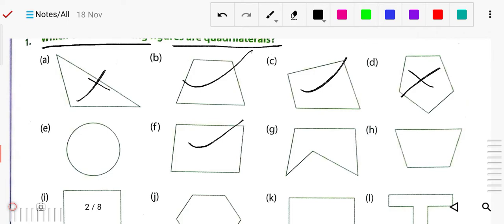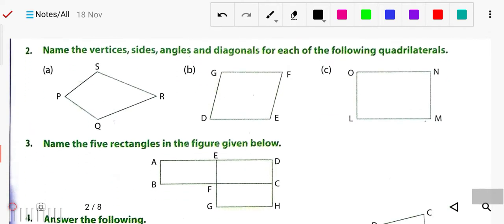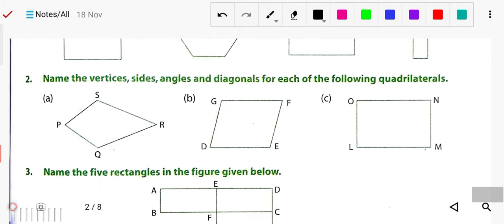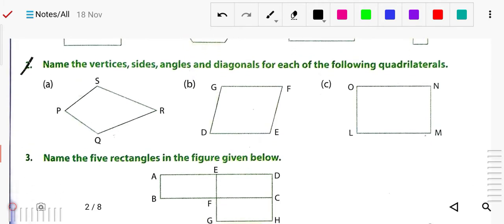Okay, so likewise you can see all these shapes and you can find them out. Now next, question number 2: name the vertices, sides, angles and diagonals for each of the following quadrilaterals. Okay, so now let's do this number 2.